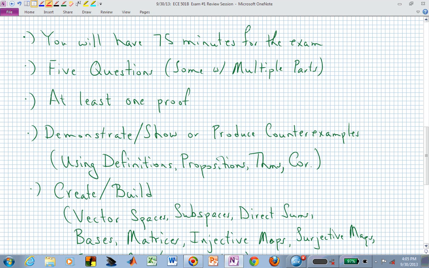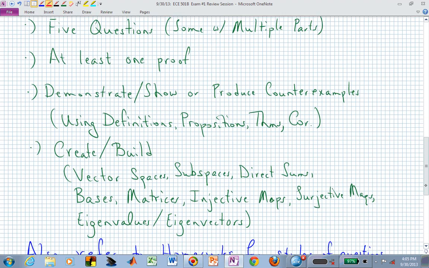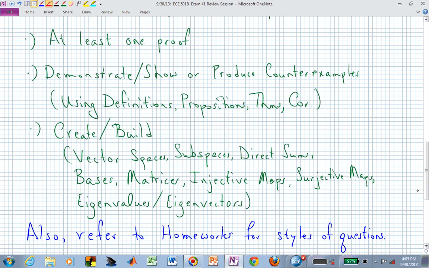There will probably be at least one proof, demonstrate, and some other questions might have you demonstrate or show or produce counterexamples based on definitions, propositions, theorems, or corollaries, or you may need to create or build something that's related to this course.